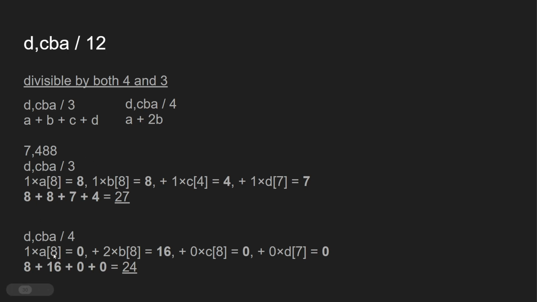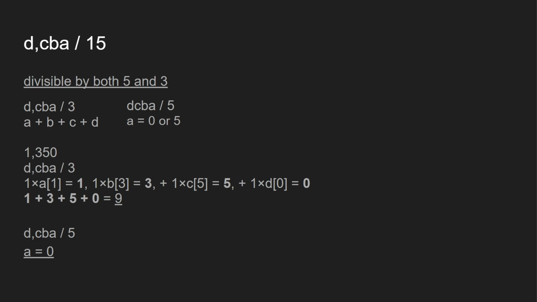Well, let's see. Multiplying out the numbers here, 0 times 1 gives us 8, and then 2 times b is 16, plus c times 8 is 0, plus d times 7 is 0, because again, we're multiplying these by 0. 8 plus 16 equals 24. 24 is, of course, divisible by 4. And since it is divisible by both 3 and 4, it has to be also divisible by 12 by definition. Because it's impossible to have a number that is both divisible by 3 and 4, but isn't divisible by 12. That is literally impossible.